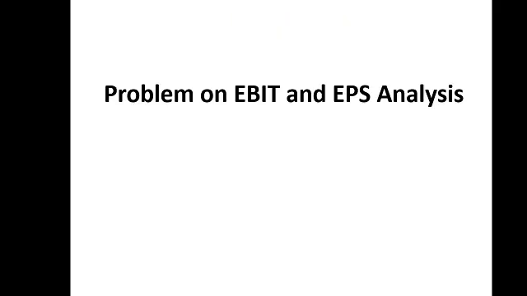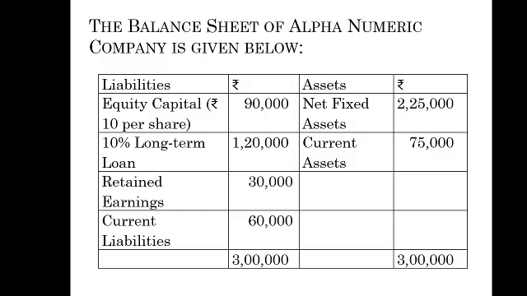So once again, welcome to session number 46. First of all, we'll analyze the problem. The balance sheet of Alpha Numeric Company is given here. Equity share capital they're having 90,000. Face value is given 10 per share. That means 90,000 upon 10. If you do that, you will get 9,000 equity shares.